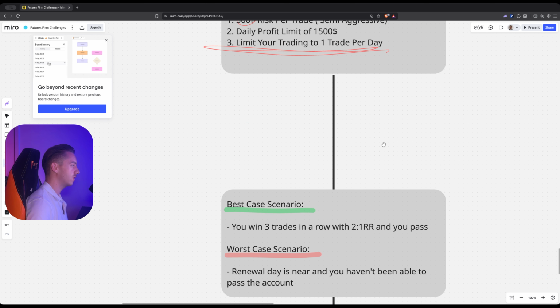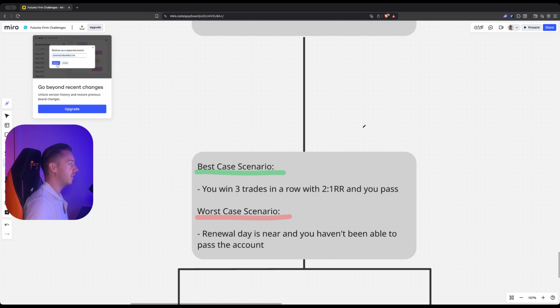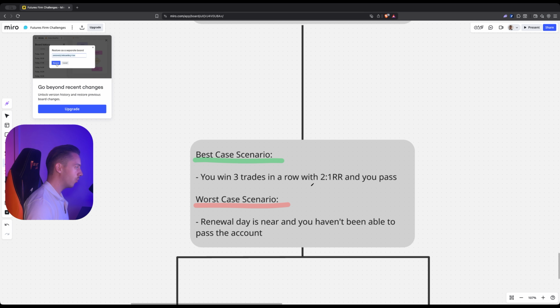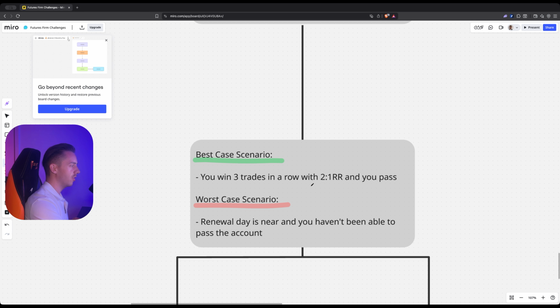But let's look at 2 scenarios. Well, best case scenario, there's a 3-trade winner. You get into a winning streak, 3 trades in a row, 2-to-1 risk to reward, and you pass quite fast. You're happy, you got your funding. Worst case scenario, renewal day is near and you haven't been able to pass the account, which is gonna leave you with 2 options.